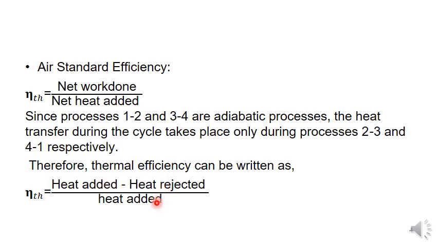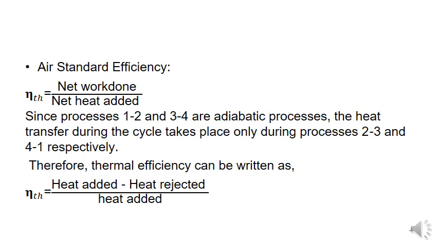In terms of temperature, I am writing (T1 minus T2) by T1 also. But we are discussing the air standard efficiency for the Otto cycle. So where is the heat added in the Otto cycle? In the 2 to 3 process. At constant volume heat is added, and at constant volume heat is rejected. So heat is rejected in the 4 to 1 process.